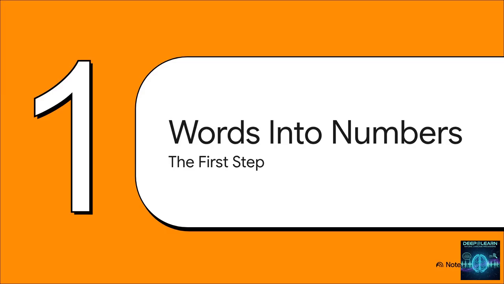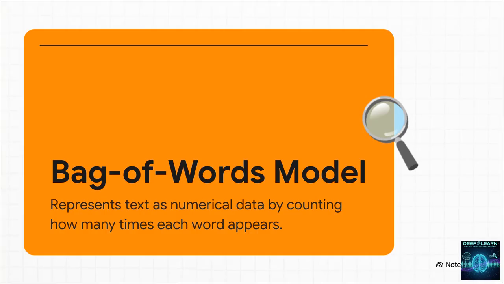All right, section 1, words into numbers. This is the first and honestly the most important step. Computers don't speak English or French or Japanese. They speak one language and one language only, math. So to teach them anything about our words, we have to translate them into numbers first. The classic way we do this is with something called the bag of words model.